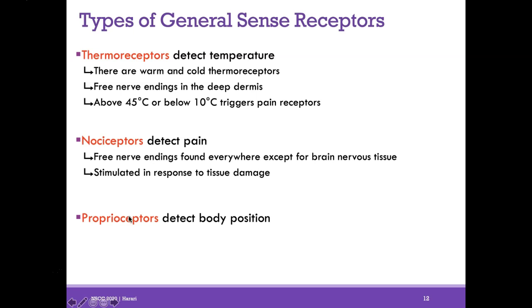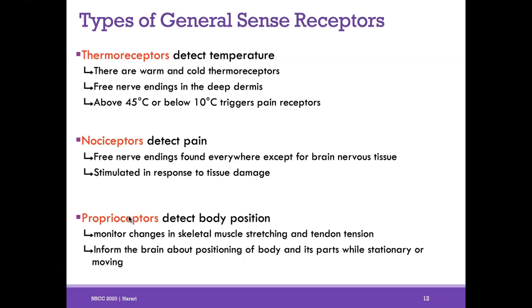Next, we have proprioceptors, which detect body position. These receptors sense the position and the movement of the body in real time. So as you adjust your position, your proprioceptors are aware of that. We have those spindle cells, if you remember. We have receptors in our skeletal muscle and our tendons that know when the muscles contract, when they're relaxed, and in what position they're in. And these constantly inform our brain of where we are in space, and whether the body is moving or stationary.